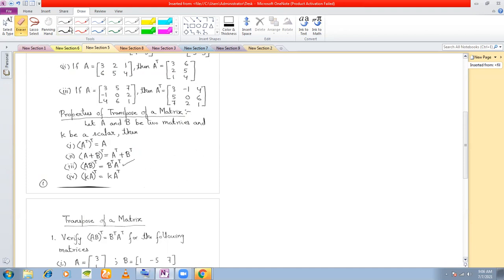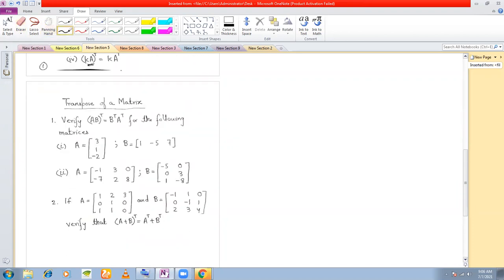And the last property, as I told you, is that any scalar multiplied with A, you can take the scalar out and multiply it with A transpose, the same as (kA) whole transpose. So once we know what transpose means, let's move on to some sums.